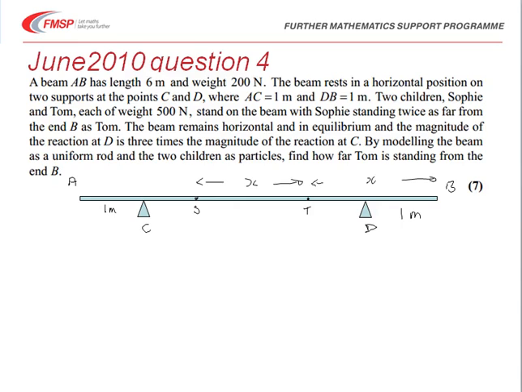Both the children have weight 500 newtons, so let's mark in 500. And the weight of the beam itself is 200 newtons. There are reactions on the supports. We're told that the reaction at D is 3 times the magnitude of the reaction at C. So let's call the reaction at C R and the reaction at D 3R.